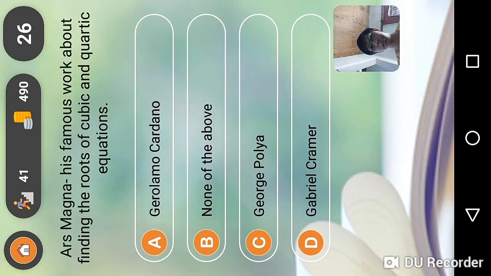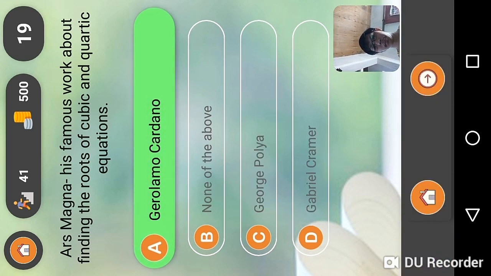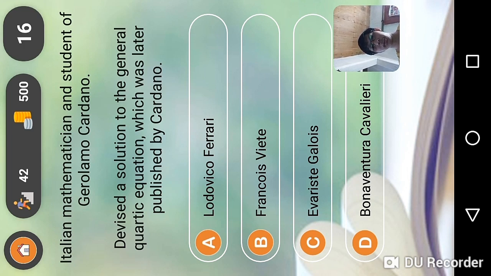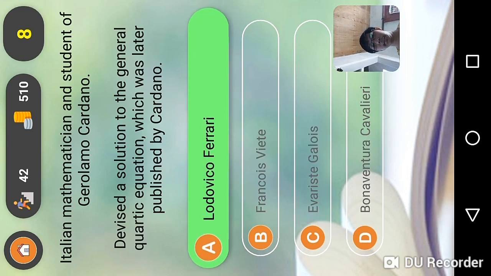Ars Magna, his famous work about finding the roots of cubic and quartic equations. Ars Magna is kay Cardano. Italian mathematician and student of Girolamo Cardano devised a solution to the general quartic equation, which was later published by Cardano. Ang student ni Cardano, si Ferrari.